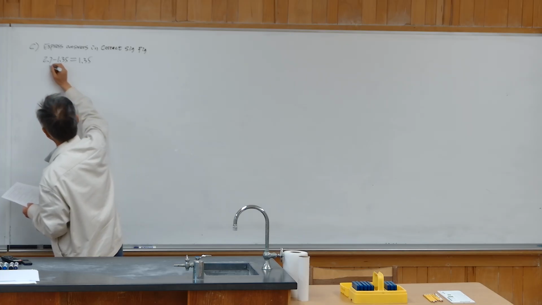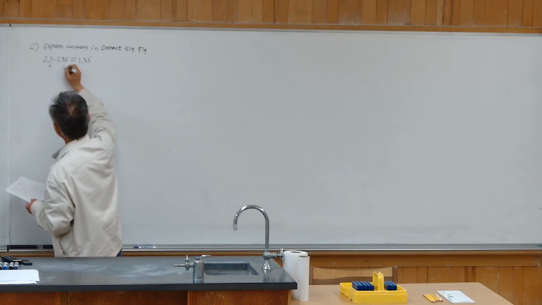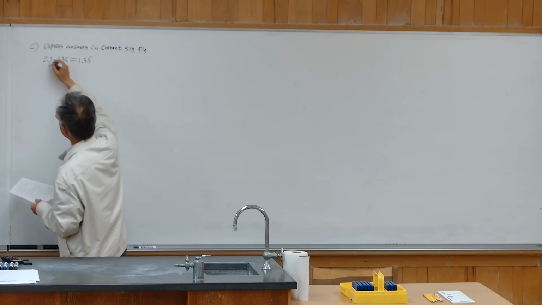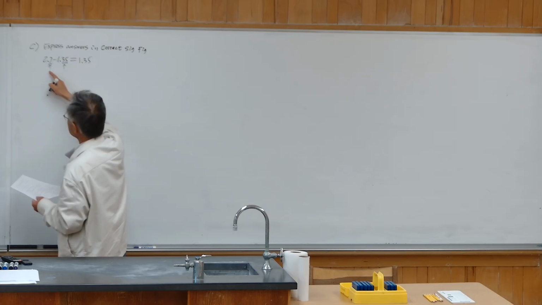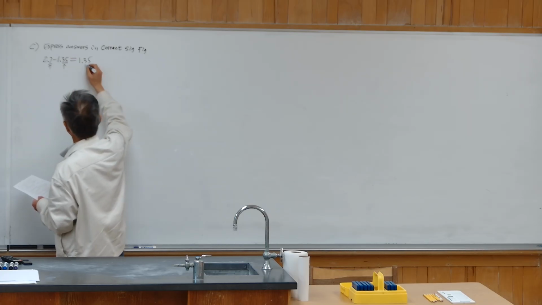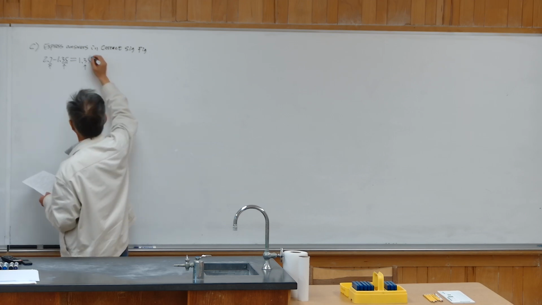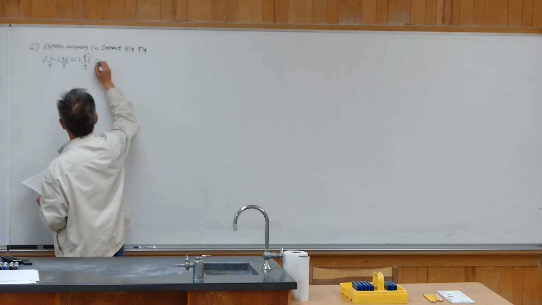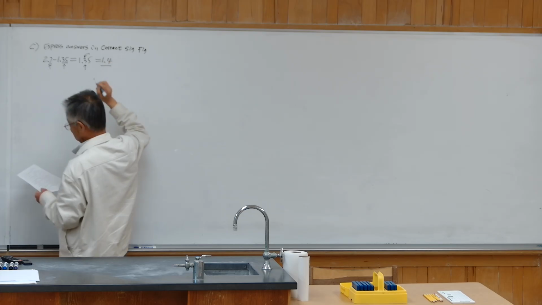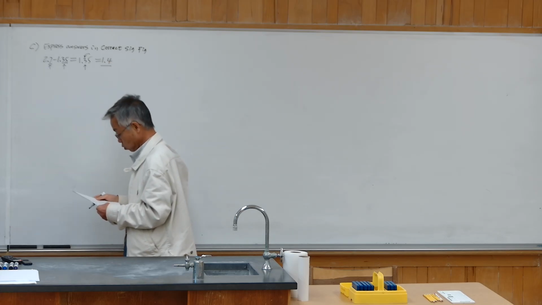Since this number has only 1 decimal place and this one has 2, the answer can only keep 1. Keep 1 is here, but the next digit is 5, so we need to round up. 3 becomes 4. So your final answer is 1.4.